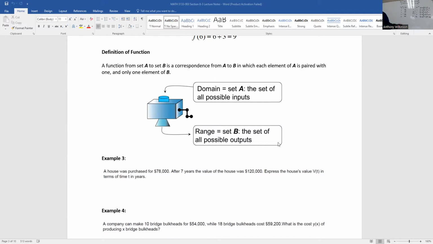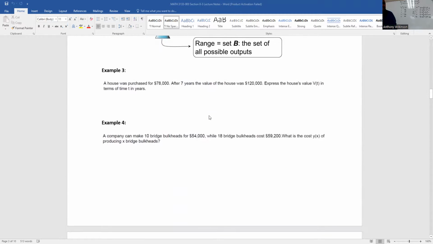So in other words, you cannot have something from the domain whose range has two different outputs. That means no one X value can be paired with two different Y values. Only one X to only one Y. If X is paired with two different Y values, you will not have a function.